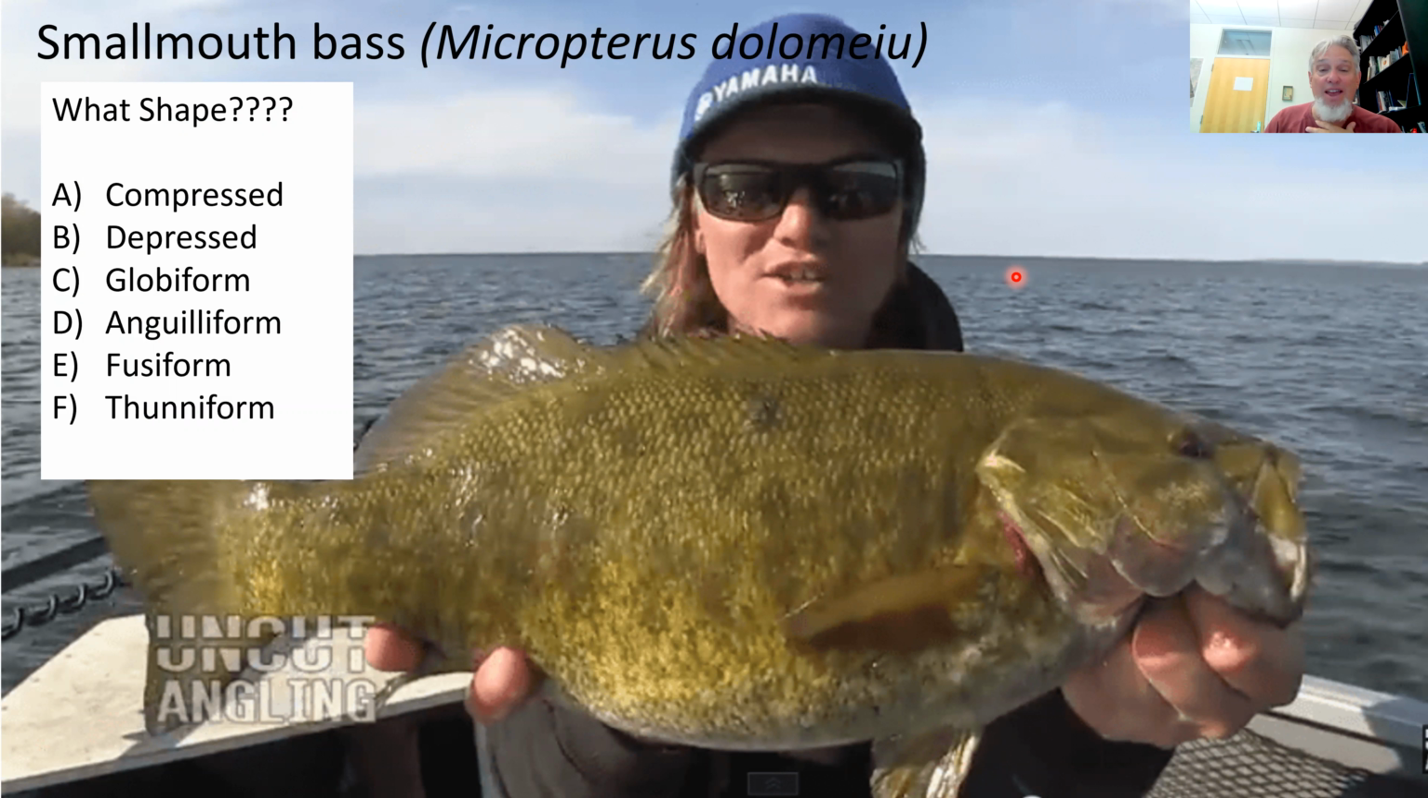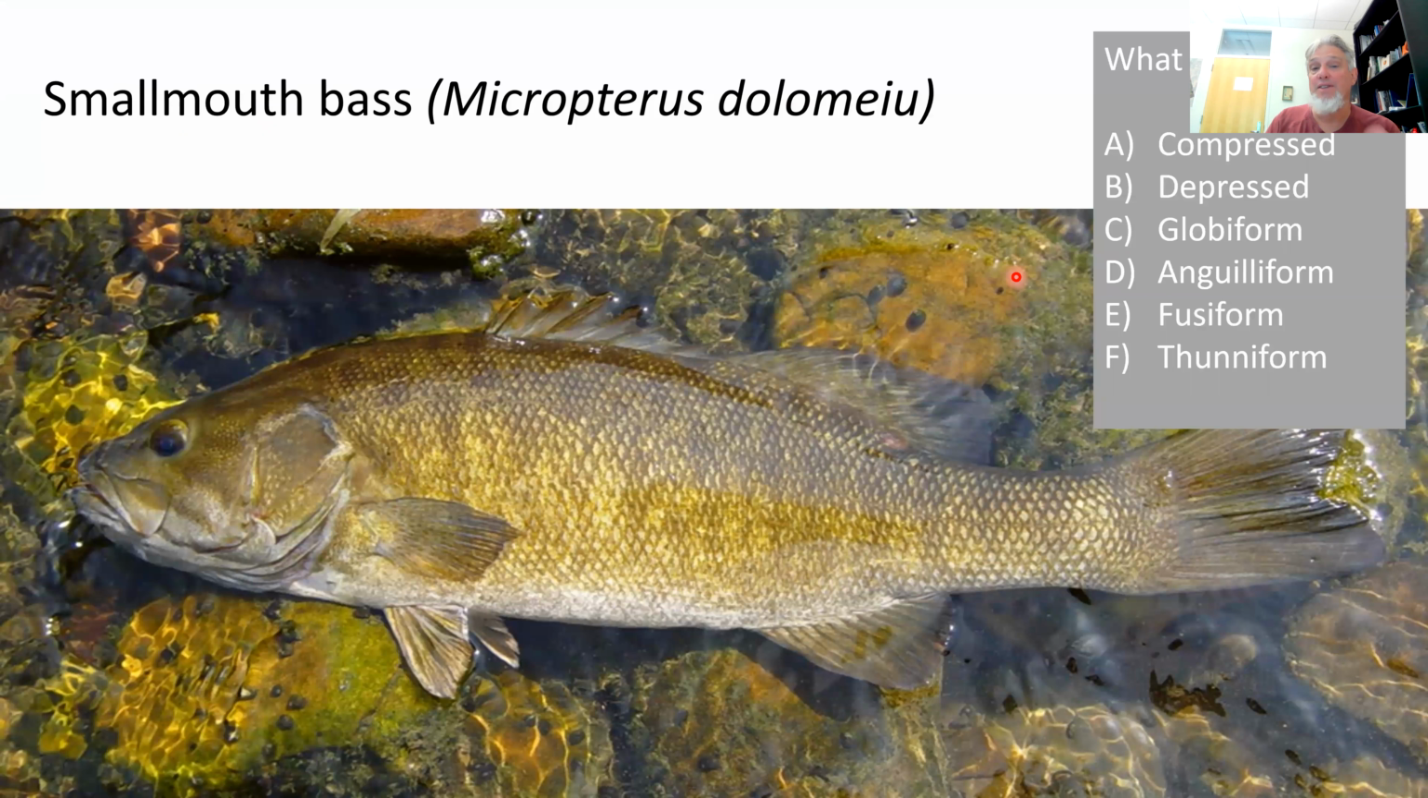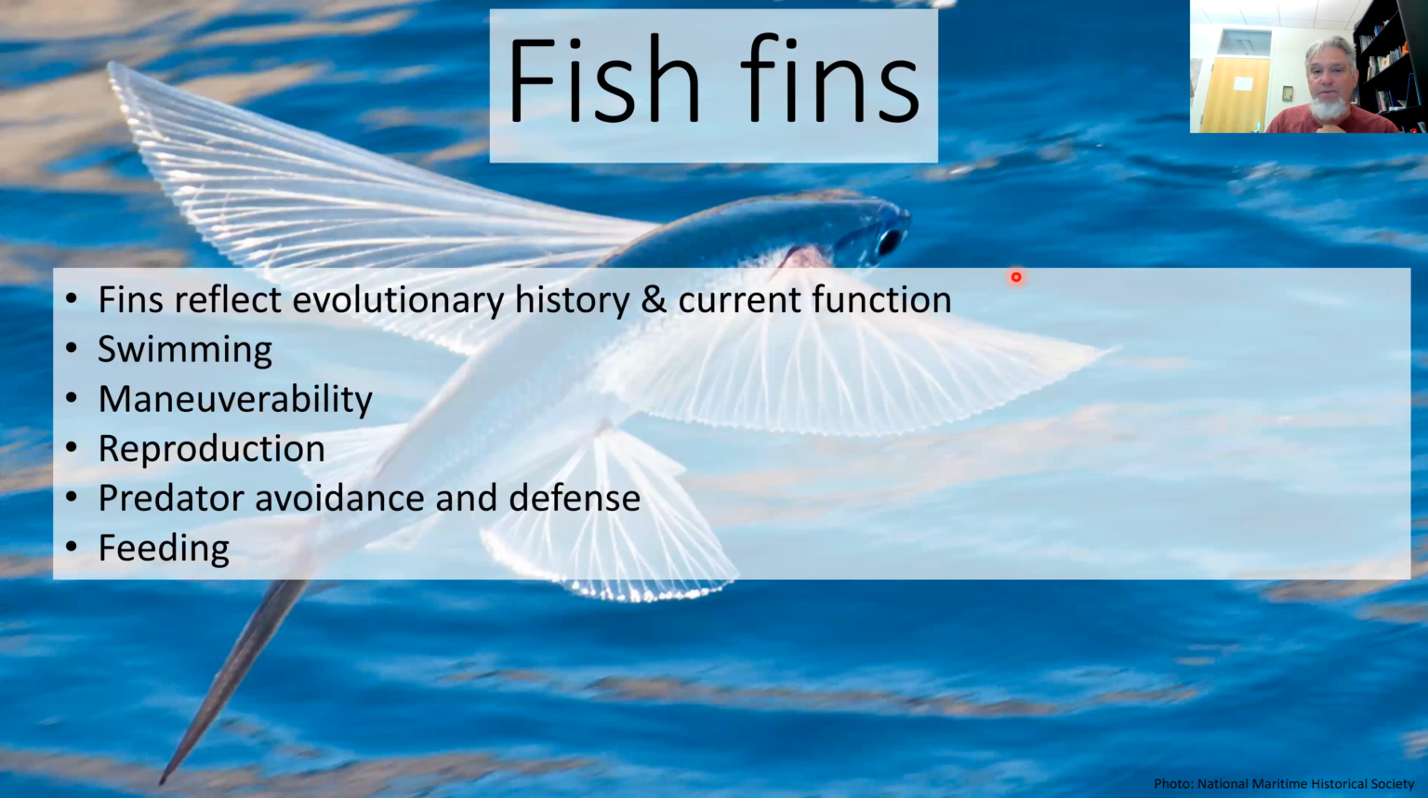In the case of this giant fat fish, it's really globiform. It's not normally globiform, but here it is. And here's the same species, but a different body shape, obviously, because it's so much skinnier. It would be considered fusiform.